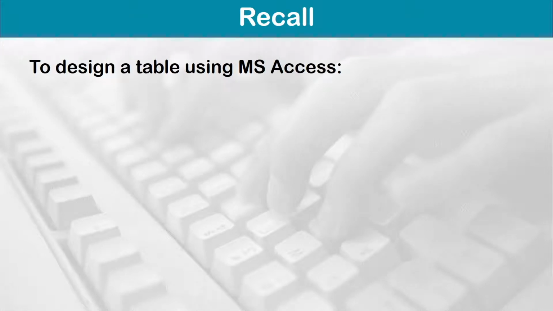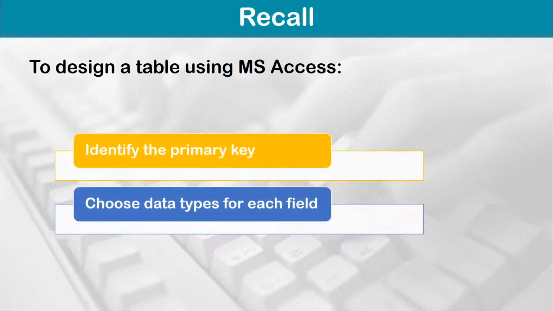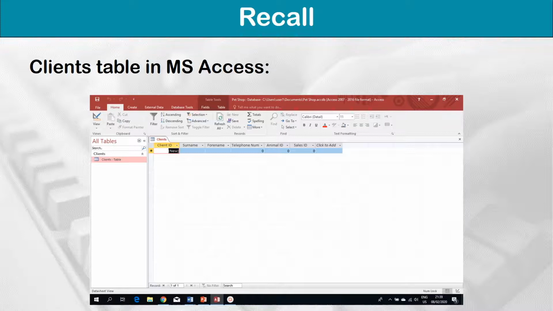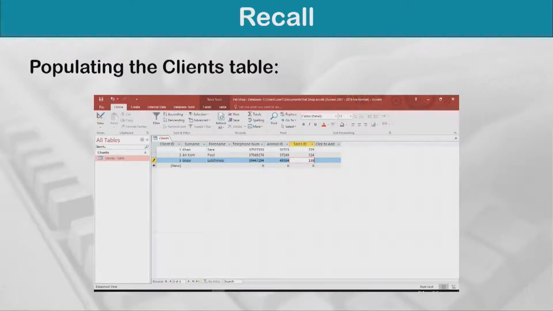To design a table using Microsoft Access, we must identify the primary key and select appropriate data types for each field in the table. For example, to design the client's table, the data type for each field must be chosen. The primary key usually has autonumber as data type. This is how the structure of the client's table looks like in Microsoft Access. After designing the client's table, it can be populated, that is, data can be inserted into the table.